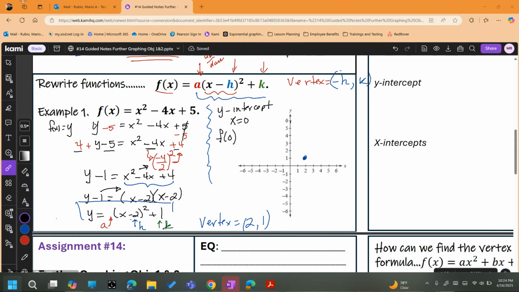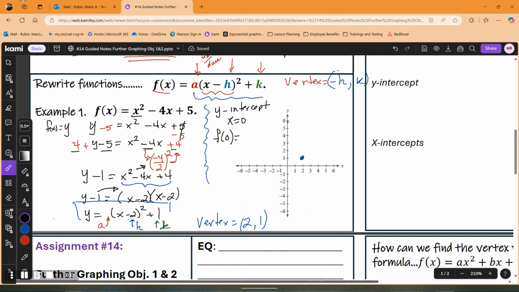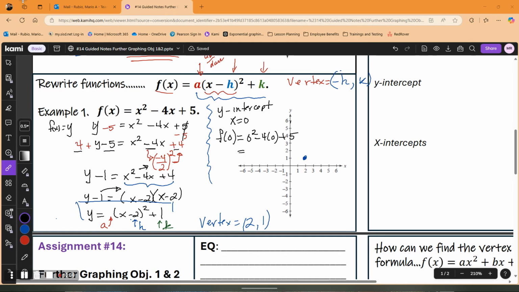So instead of x, I put 0. Instead of x squared, I put 0 squared. Instead of -4x, I put -4 times 0, and then this stays the same, plus 5. We learned how to do this in marking period 2, so like before Christmas, so it might be a while. We evaluate the function at 0 because we want to know what y equals when x is 0. 0 squared is 0, minus 4 times 0 is 0, so you have 0 plus 5, and at the end f evaluated at 0 is 5. Remember, f of x can also be written as y, so y is equal to 5. At this point we have x equals 0, y equals 5.